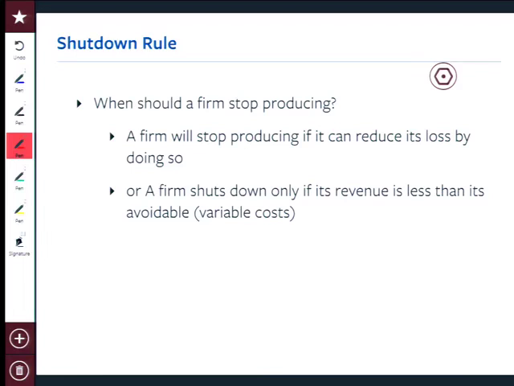So a firm shuts down if its revenue is less than its avoidable costs. This is what you'll read in the textbook. And that was never really intuitive to me, what that means. Let me give you the intuition, then let me give you some examples, and then hopefully we agree that, as always, Max is right, okay?